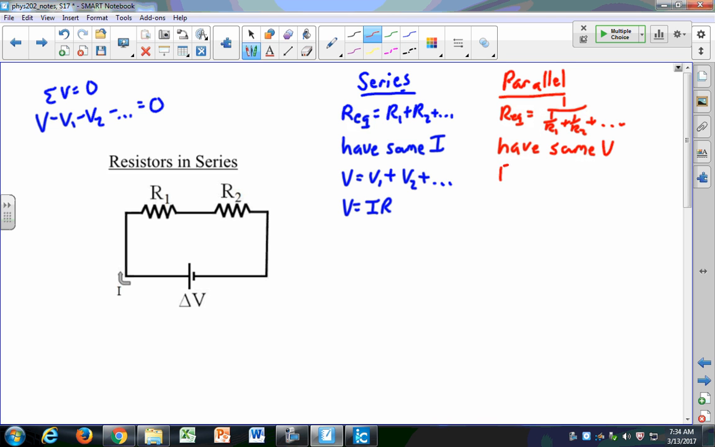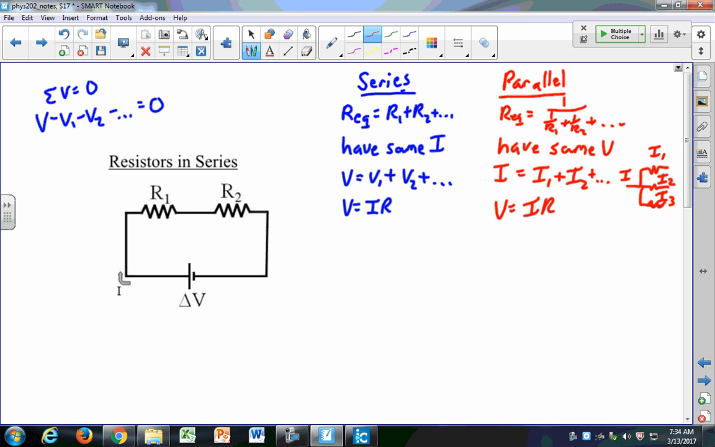For resistors in parallel, the total current is equal to I1 plus I2 plus however many branches you have. So that says that if I have resistors in parallel, the current going into a junction is equal to I1 plus I2 plus I3. It splits up into 3 different currents, and they have to all add up to equal the total current going in. And then finally, V equals IR. So that holds true for each individual resistor.